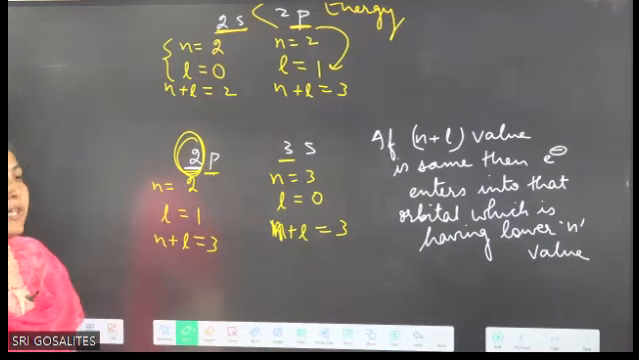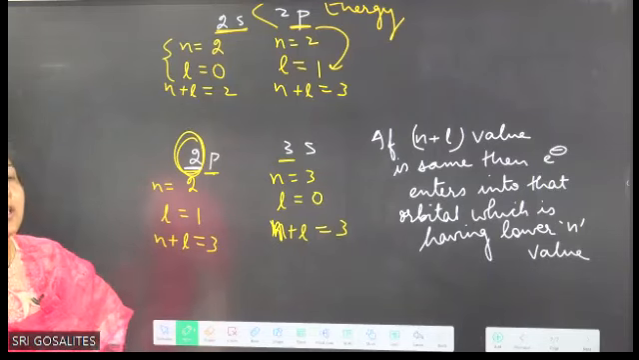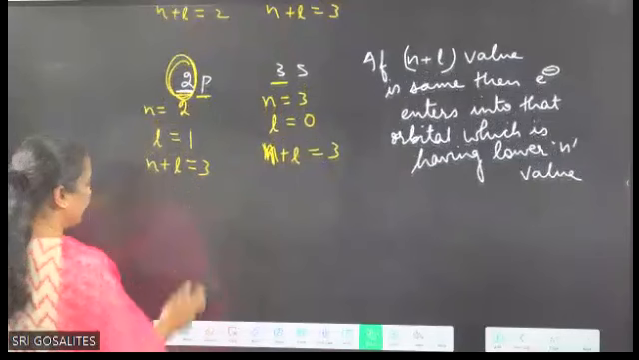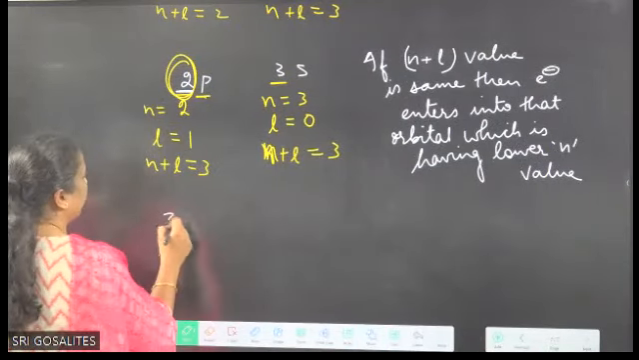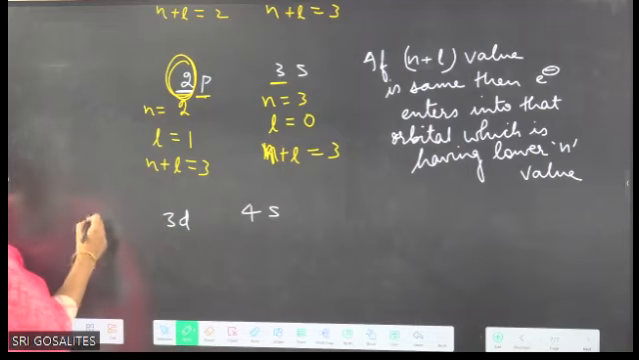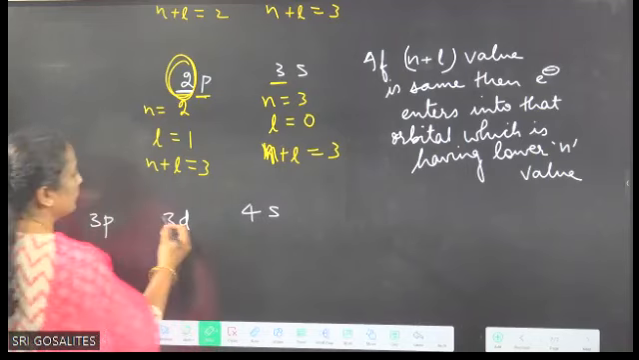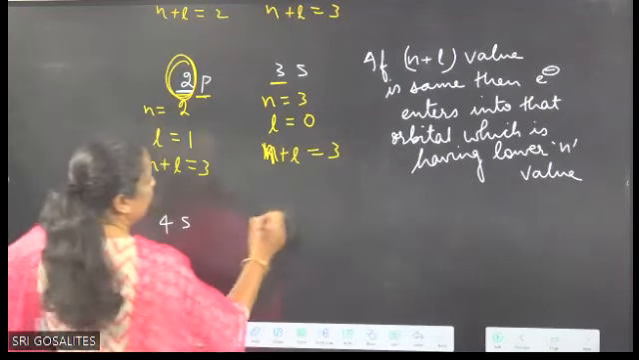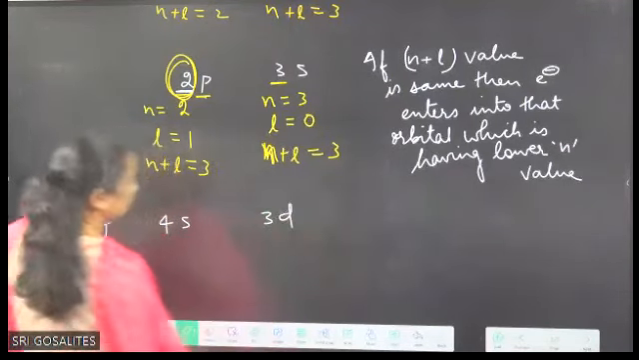Because N is equal to 2, which is smaller than 3. Clear about it? Now the same concept is applicable for 3D and 4S also. 3D, 4S, right? Or in fact 3P, 4S if you apply. You are having 3P, 4S and you are having 4S, 3D.